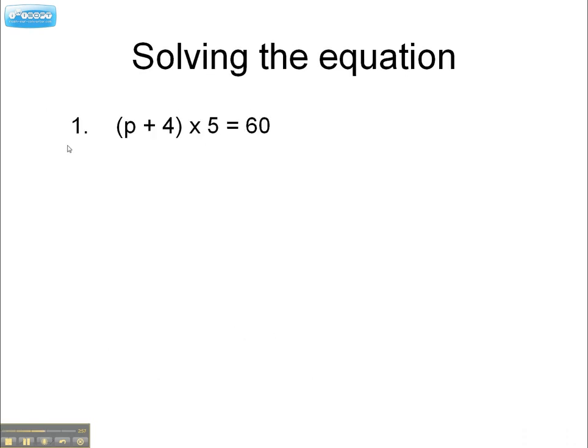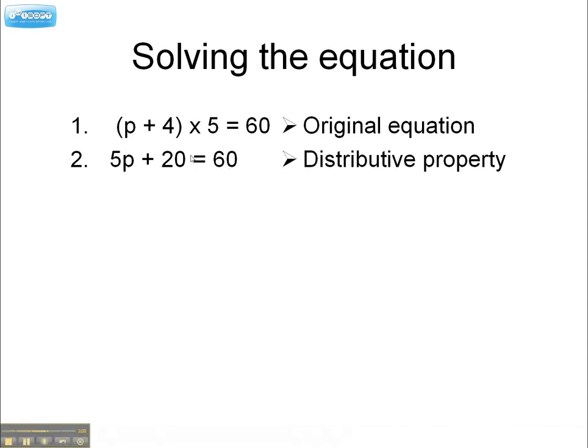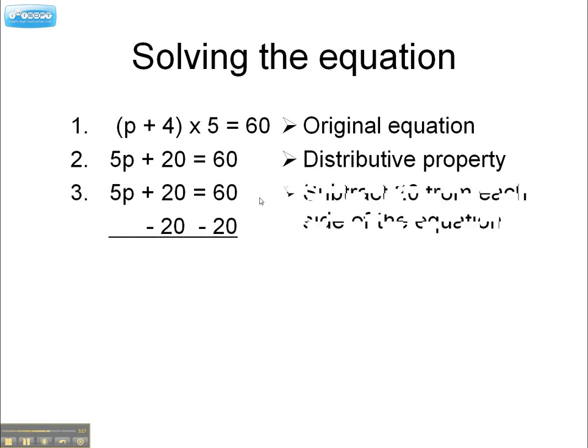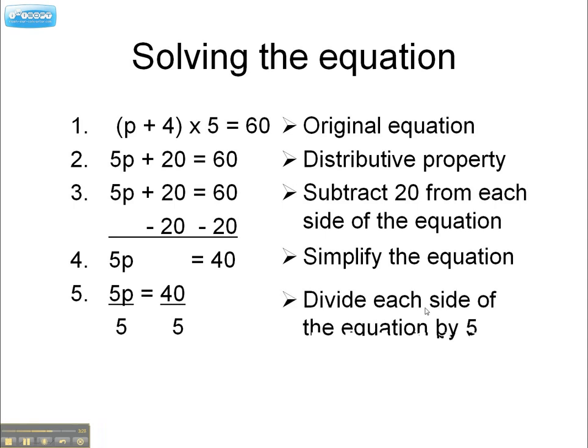Now, to solve the equation, first you have to start with the original equation that we came up with. Quantity P plus 4 times 5 equals 60. Next, we need to use the distributive property and get 5P plus 20 equals 60. After that, we need to subtract 20 from each side of the equation. From there, we simplify it to get 5P equals 40. Next, we need to divide each side of the equation by 5. And we simplify again to get our final answer of 8.